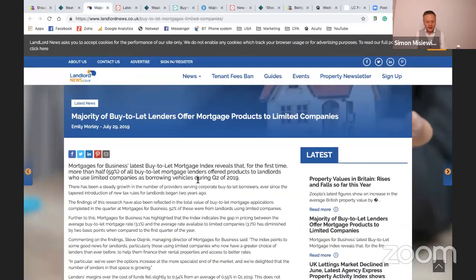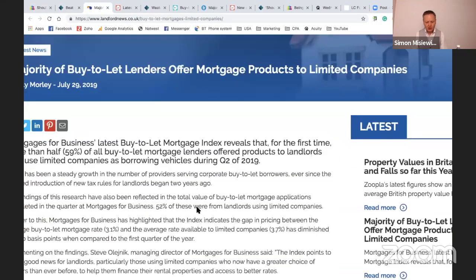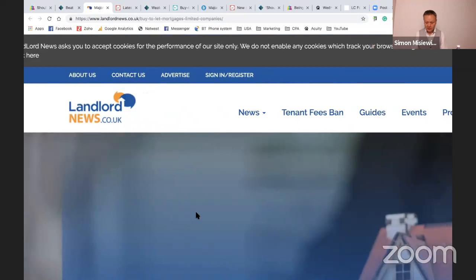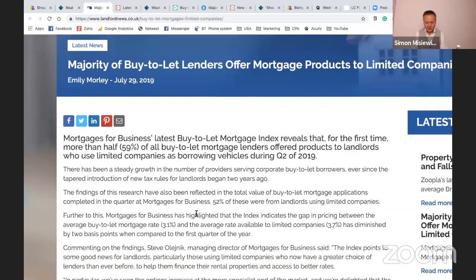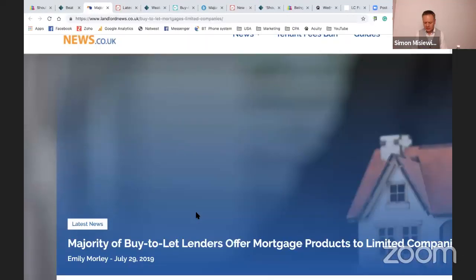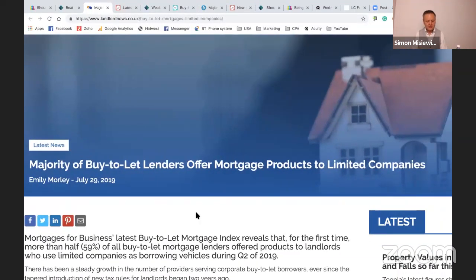So another one, which is landlordnews.co.uk. This is the first time that I have to say that I've seen landlordnews.co.uk, got to be honest with you. But again, very much looking at buy-to-let mortgages and first-time buyers, that's increasing. One thing I did pick up on this particular article, and I'll just try and find the title, there you go: majority of buy-to-let lenders offer mortgage products to limited companies.